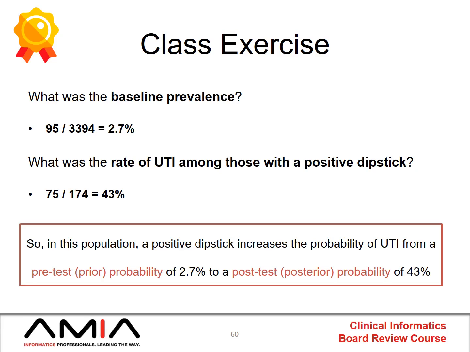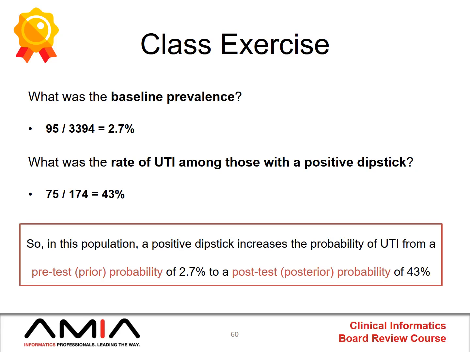The second question was, what's the rate of urinary tract infection among those patients with a positive dipstick test? And this is where I need that first row of information. Notice what they're asking here. They're saying, what's the probability of urinary tract infection given a positive test? And that should really remind you of one of the conditional probabilities, specifically the positive predictive value. What's the likelihood of disease given the positive test?